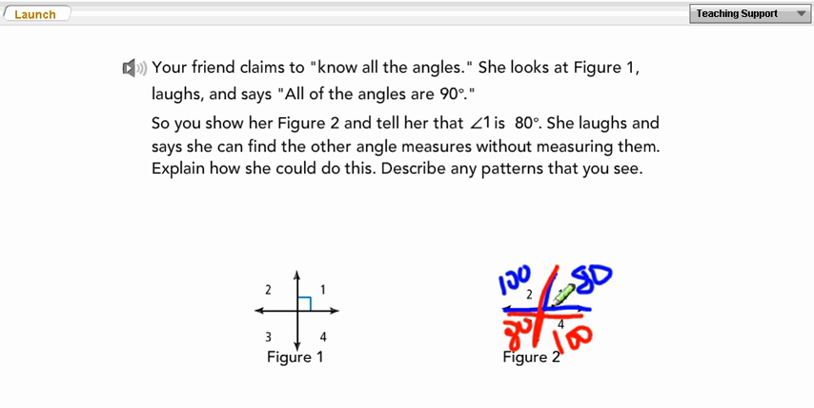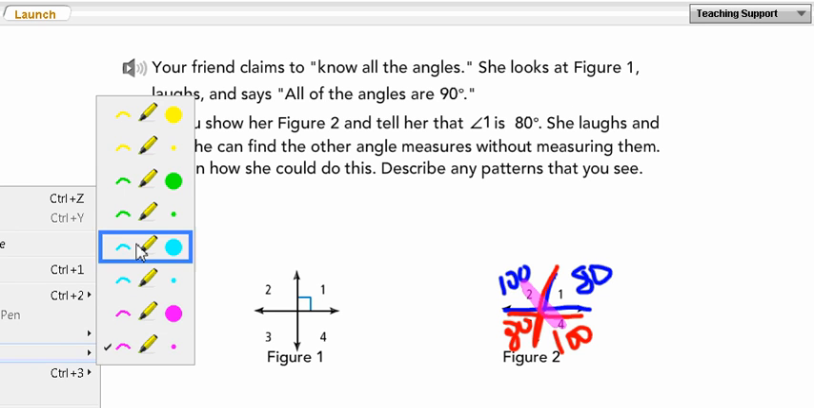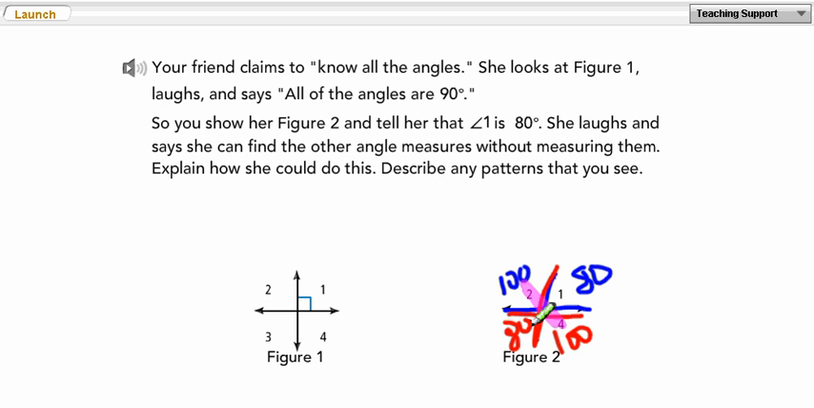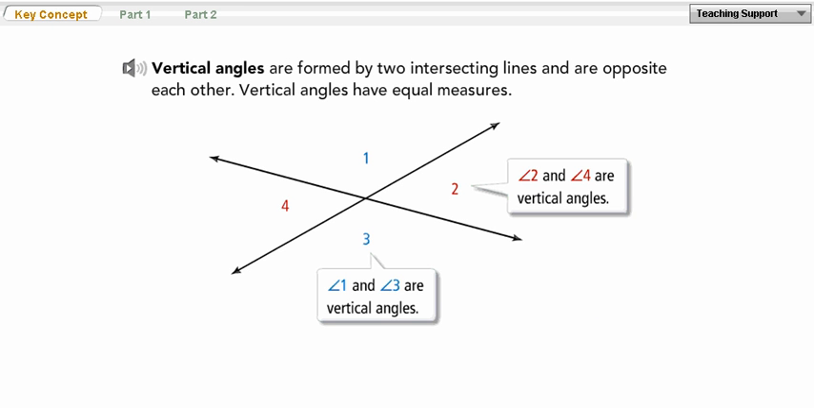Hopefully you notice these two are opposite each other, and what are their values? They're both 100, aren't they? So let's look a little closer. Can you find another situation like that? Yeah, these two are opposite each other and they're both 80. We're going to call these vertical angles, and we're going to talk more about these as we progress through the slides. Okay, so ladies and gentlemen, you're seeing that these are vertical angles.